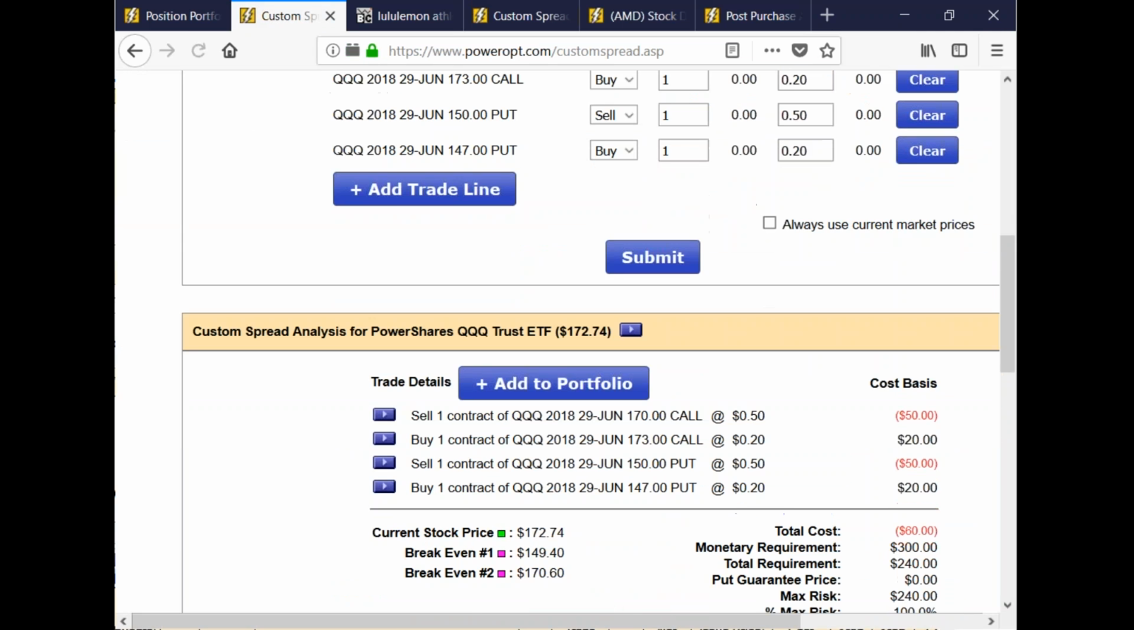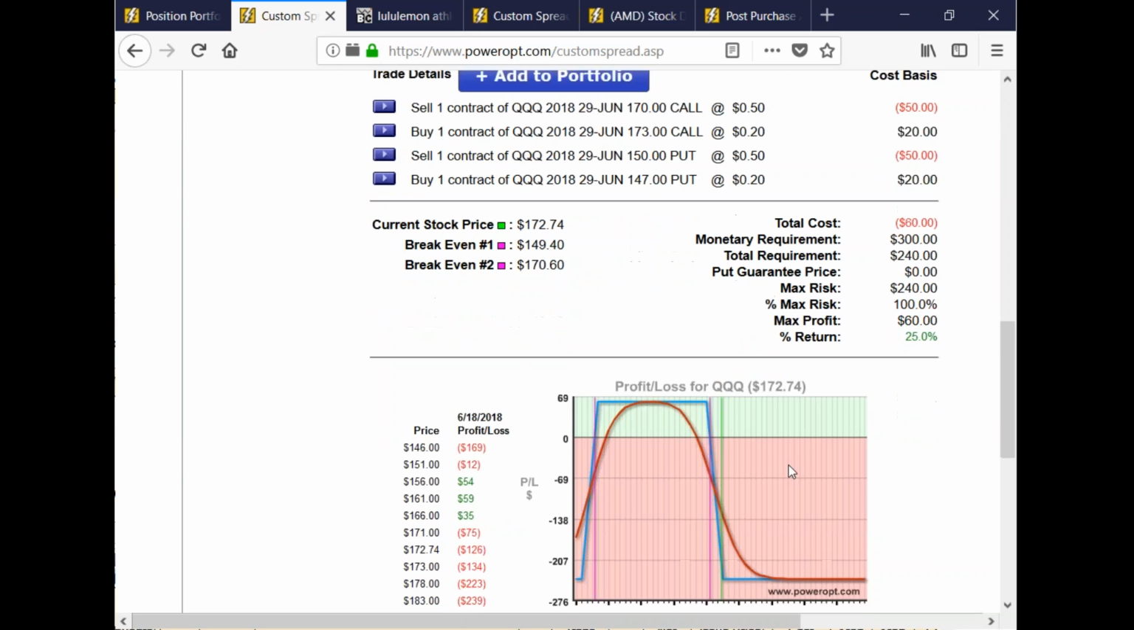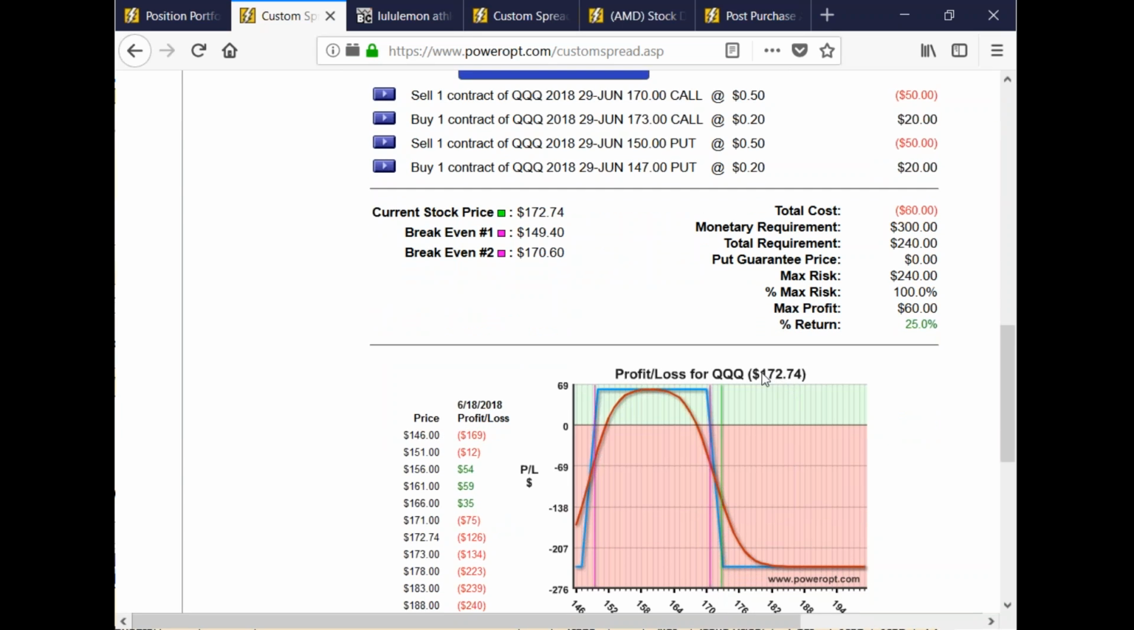All right, so now we've got an iron condor position. I'm assuming a 60-cent net credit. You're almost near max loss with QQQ at 172.74, and we still have about 29 days to go.